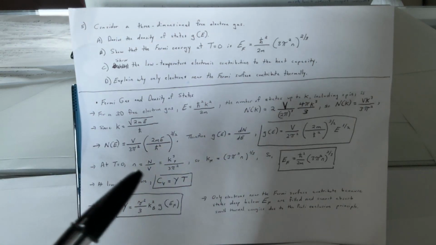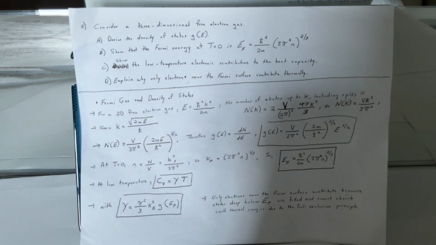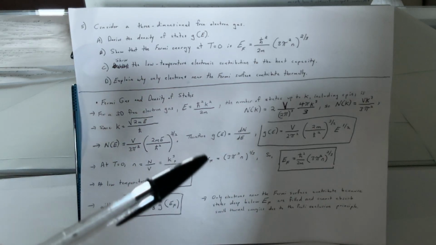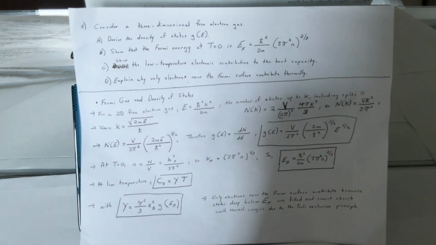And at T equals 0, n equals N over V. That equals k_F cubed over 3 pi squared. So k_F is (3 pi squared n) to the 1/3. So E_F gives us h bar squared over 2m times the quantity (3 pi squared n) to the 2/3.